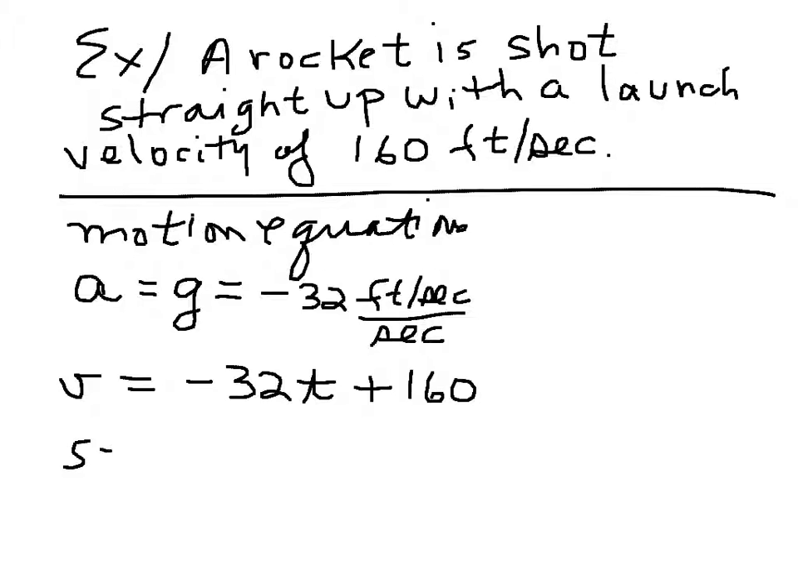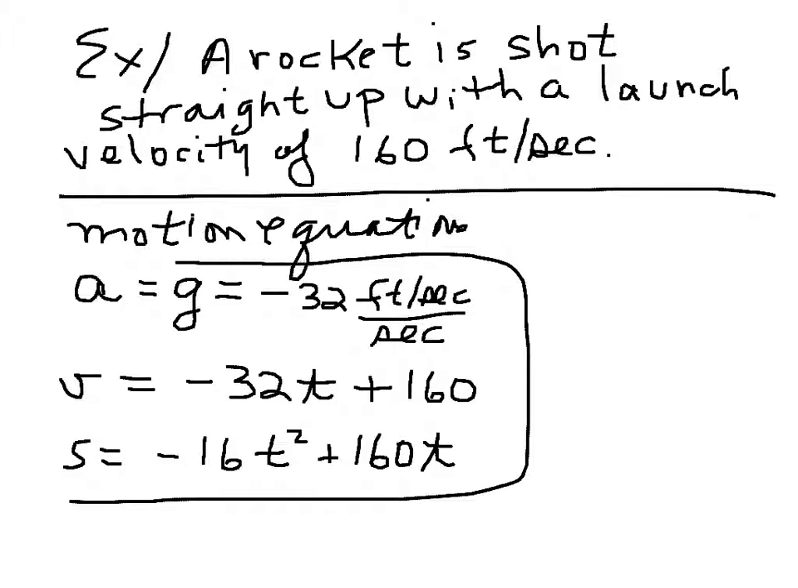We do the same thing for the position function. We ask, what do I take the derivative of to get the velocity? And you should see that that'll be minus 16t squared plus 160t plus whatever the initial position is. And I think in this case we're assuming that the initial position is at ground level, is 0. So once we have our motion equations for position, velocity, and acceleration, we can answer any question at all. So we'll do that now.